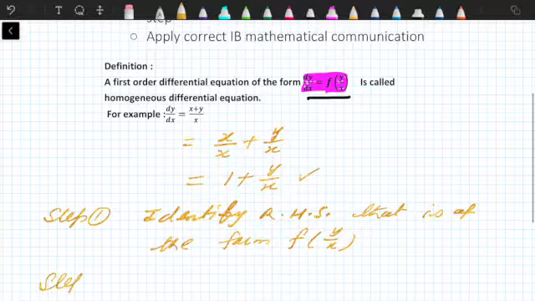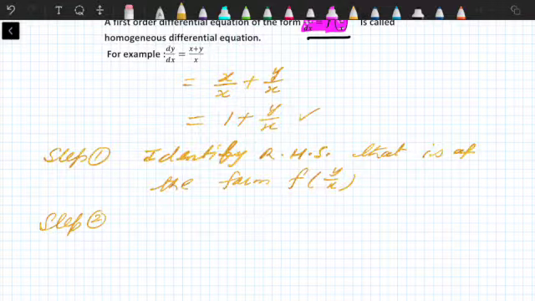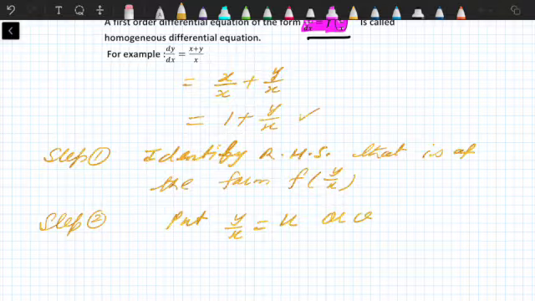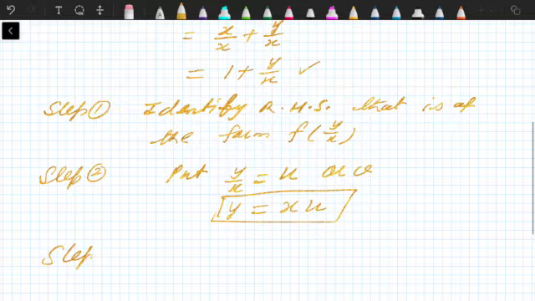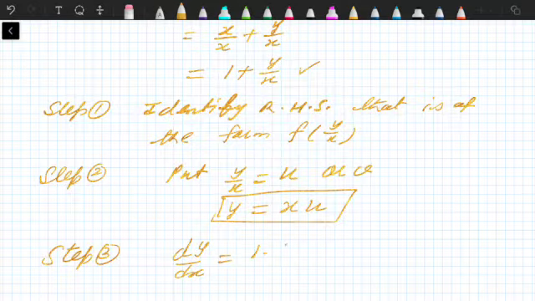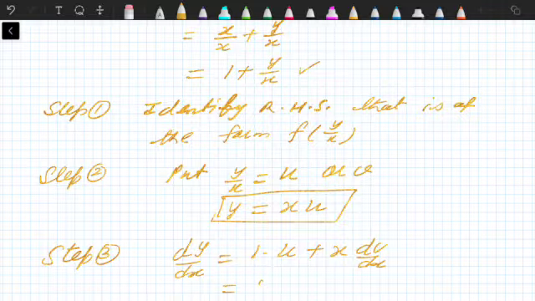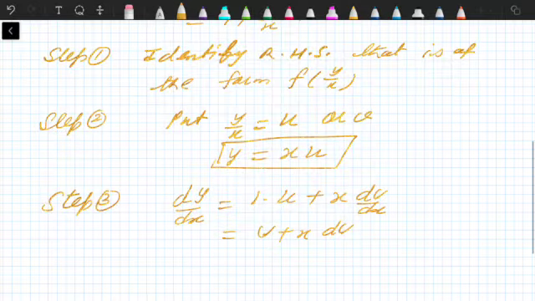Step number 2: substitute y/x = u, or v, whatever is convenient, so y = xu, the product of two terms. Step number 3: differentiate by the product rule. dy/dx = 1 times u plus x times du/dx, so we can just write u + x du/dx.